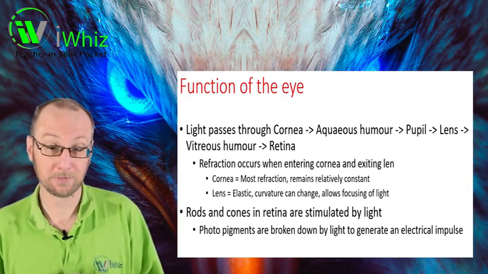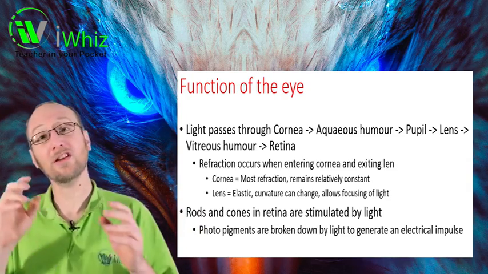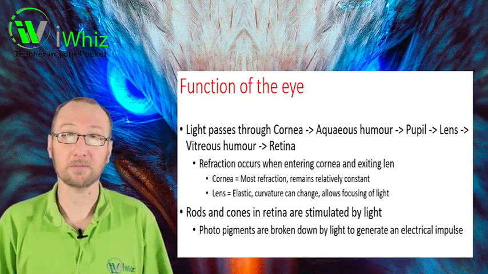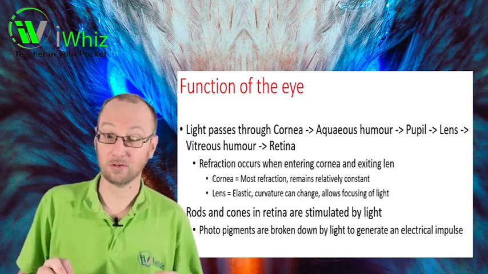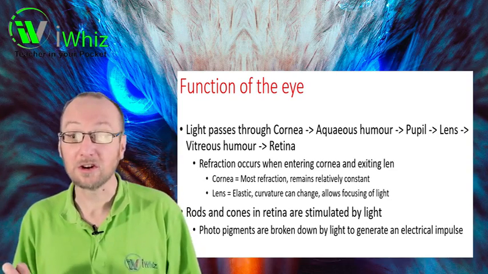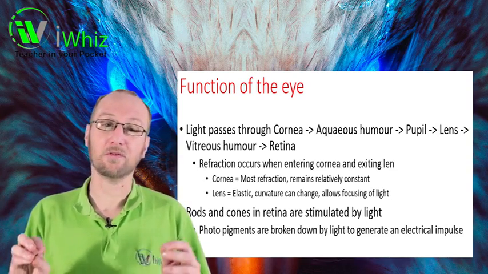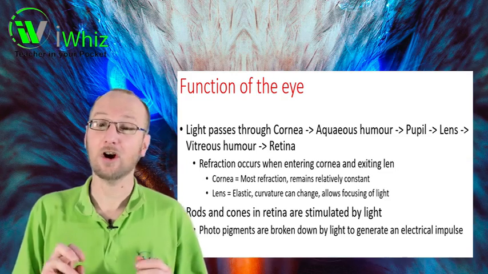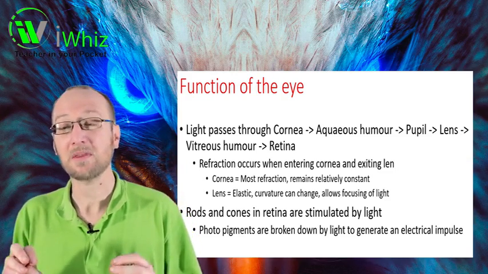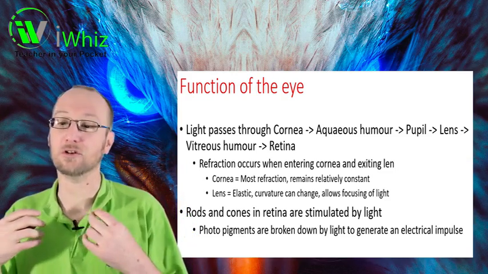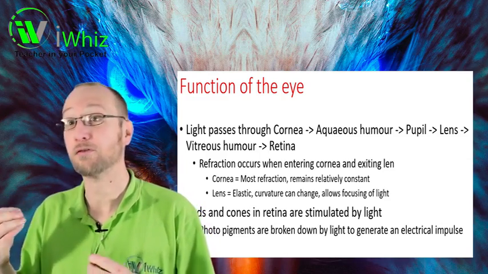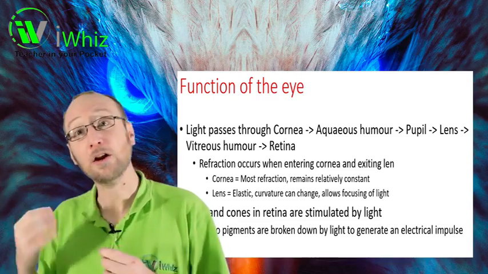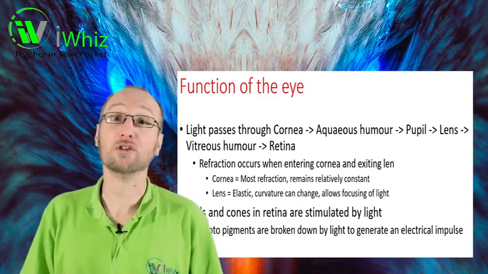Now, once the light reaches the retina, we have specialized photoreceptor cells called rods and cones. These are stimulated by the light. The photopigments in these cells are broken down by light, and they generate an electrical impulse, which is then carried by the optic nerve from the eyes to the brain, where these impulses are interpreted.